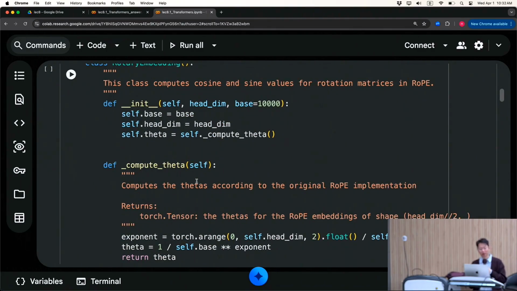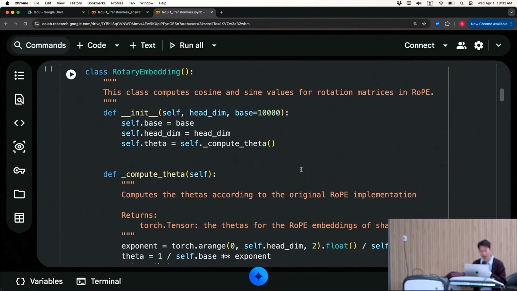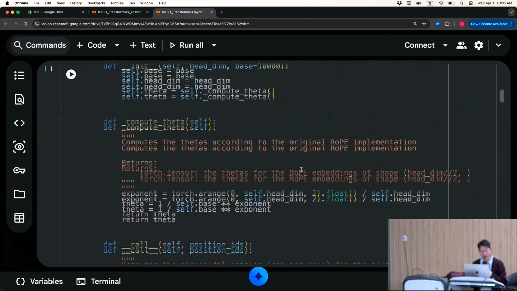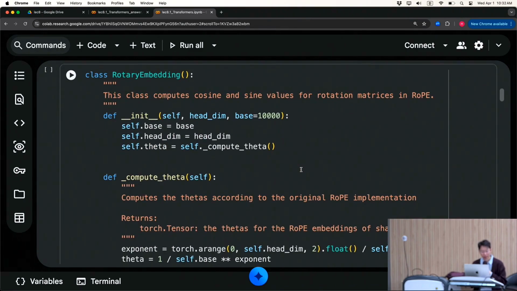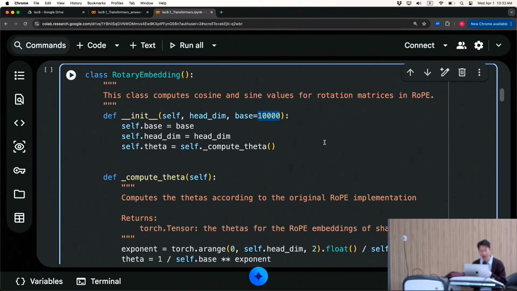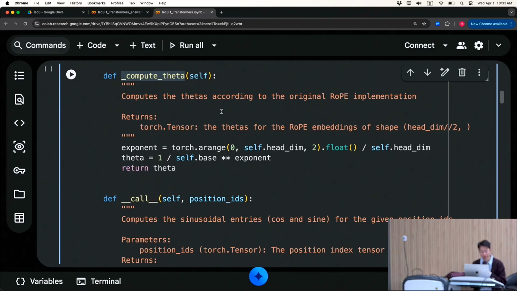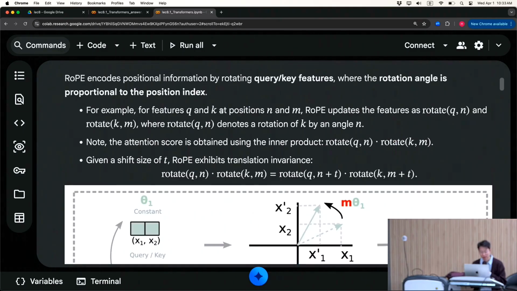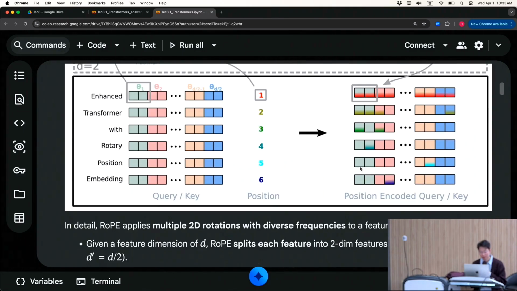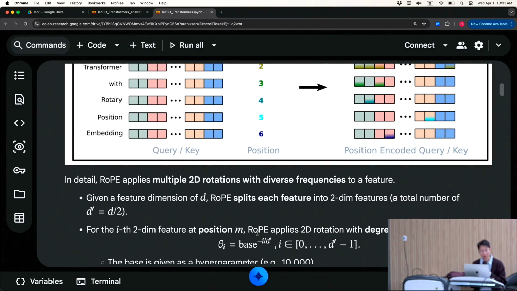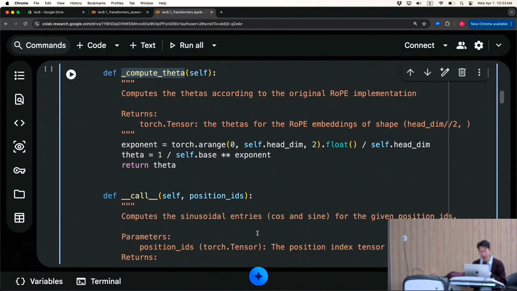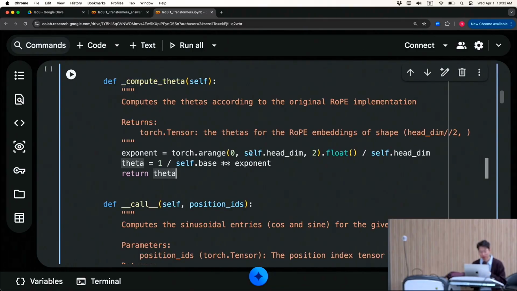Great. So here is your to-do. This is the RoPE class. In the initializer, base is given as 10,000, and you're supposed to compute the theta. Theta is this guy here. It's base raised to minus i over d prime, where d prime is head dimension divided by 2.